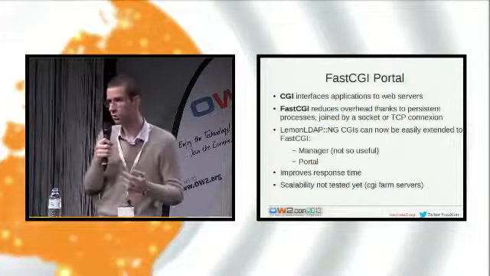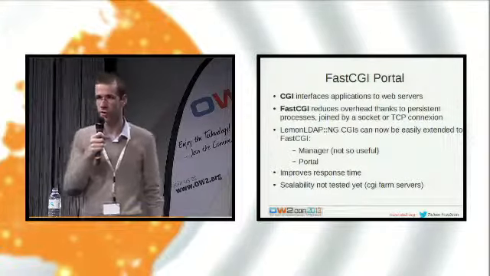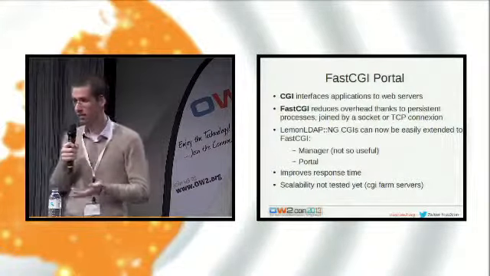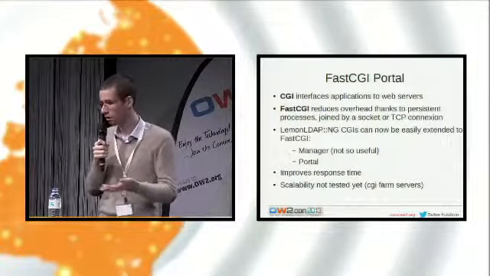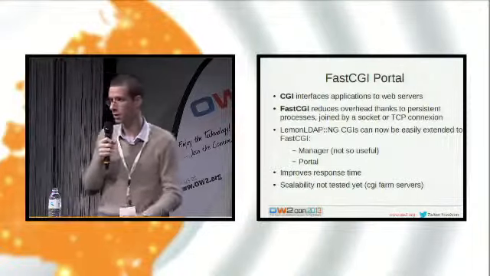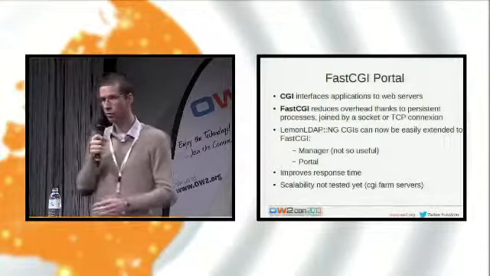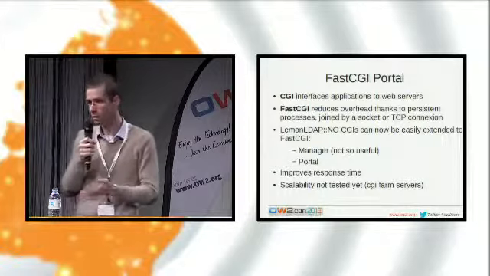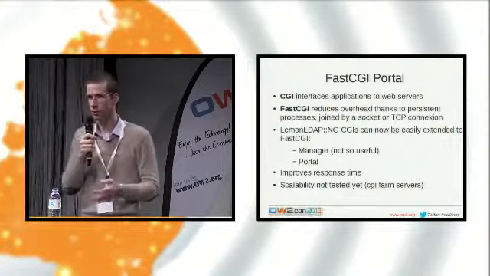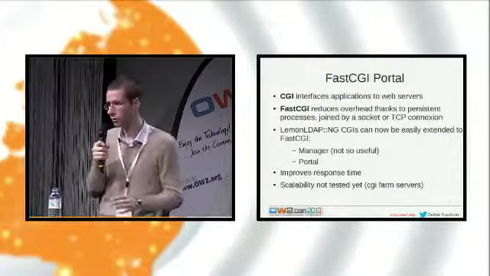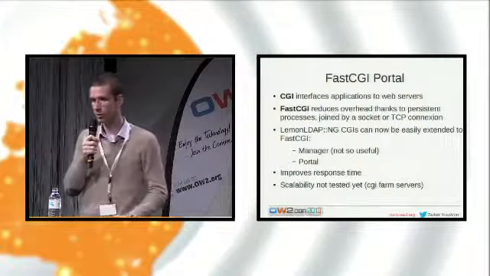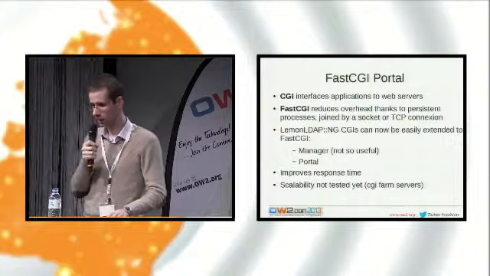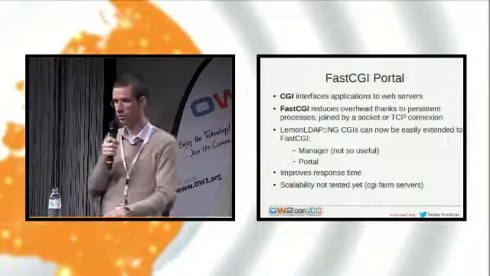So FastCGI can be used to reduce this overhead by using persistent processes. And these processes can be accessed next by either a socket or a TCP connection. So it's useful for 2 components mainly. The manager, it's not very useful because there is no need for real performance here. And secondly, the portal. So the main advantage is, of course, the increase of performance and the scalability, but the scalability is not tested yet.